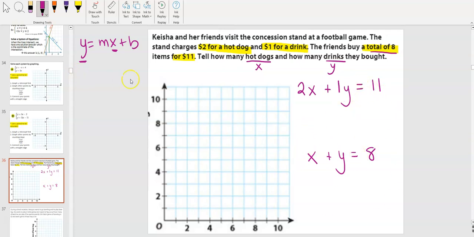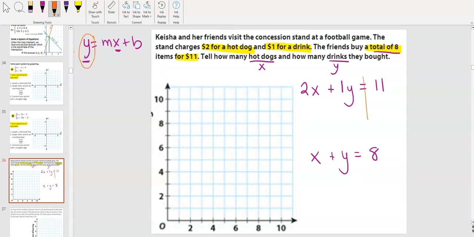So what I need to do next is convert or change them into slope-intercept form. Now, if you notice, one of the things that makes slope-intercept form special is that the y is all by itself on the left-hand side of my equation. So I need to make sure that y gets isolated, okay? So over here, I want to keep y by itself, which means I need to get rid of 2x. So I'm going to subtract 2x from both sides, and that's going to get me y equals minus 2x plus 11. There is my equation in slope-intercept form.